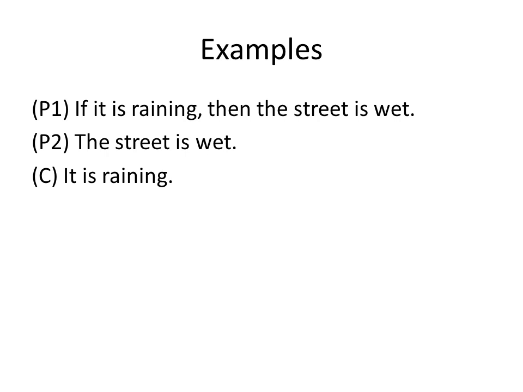So we're going to start with this example. I like this example because it's easy to imagine what's going on. So I'm just going to give you the premises and the conclusion to start with. First premise, if it's raining, then the street's wet. Second premise, the street's wet. Conclusion, it's raining.